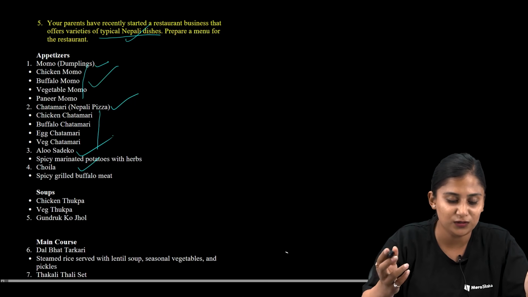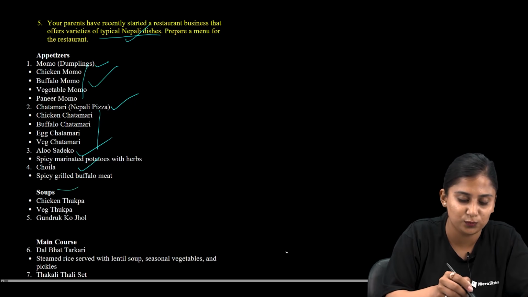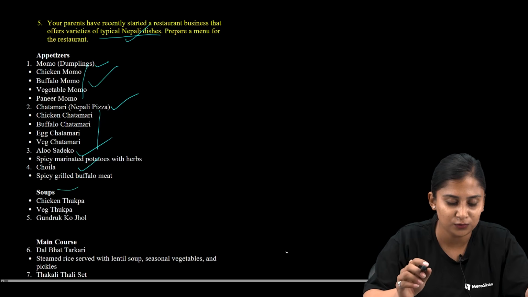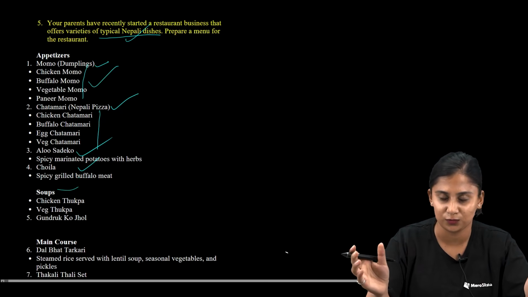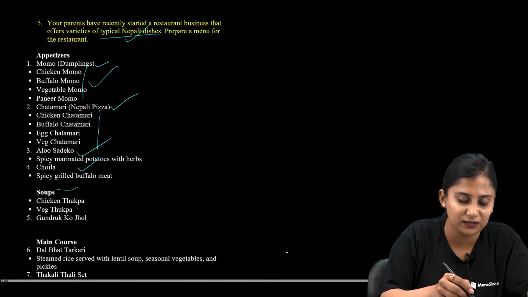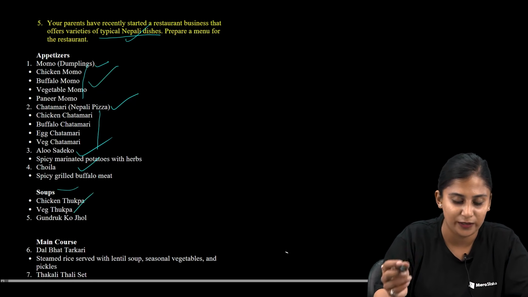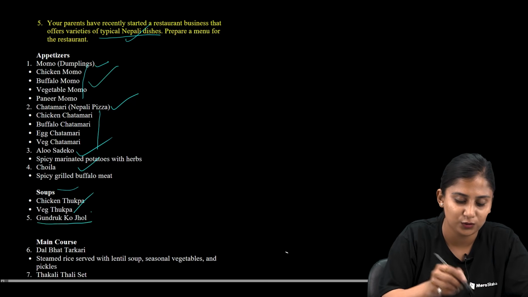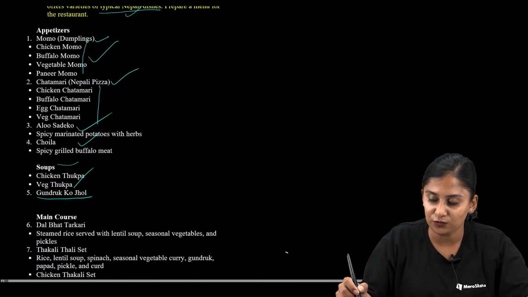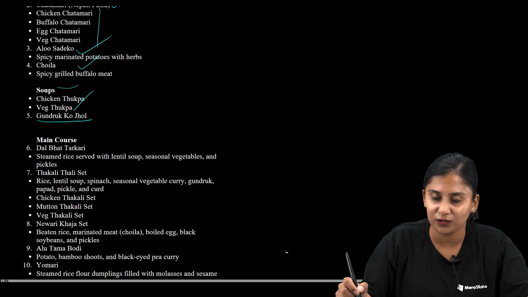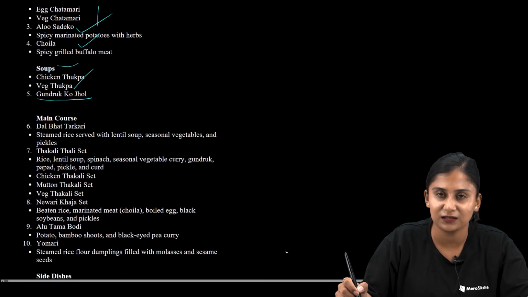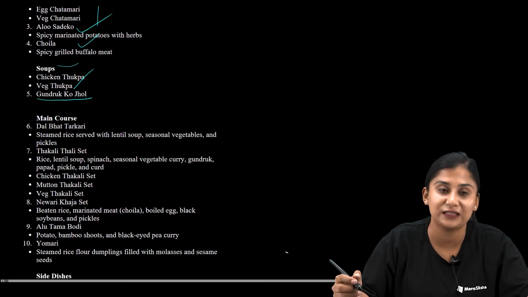So moving on to another part, that is soup. You are also supposed to mention what sorts of soup you'll be providing. You'll be providing thuppa, so egg thuppa or chicken thuppa or veg thuppa, and also in the soup we may include gundruko jol. You should be very clear that the menu should be reflecting the Nepali dishes, Nepali culture.